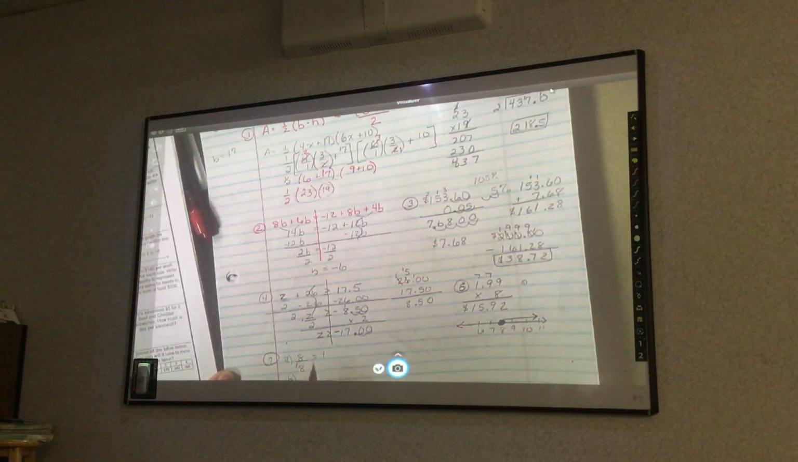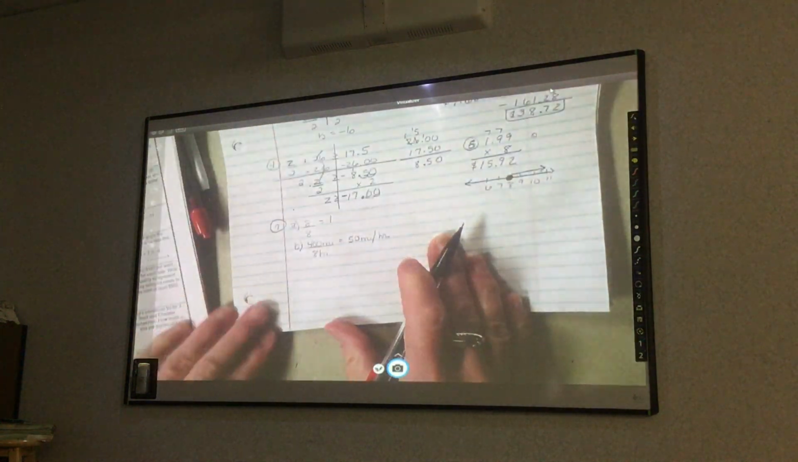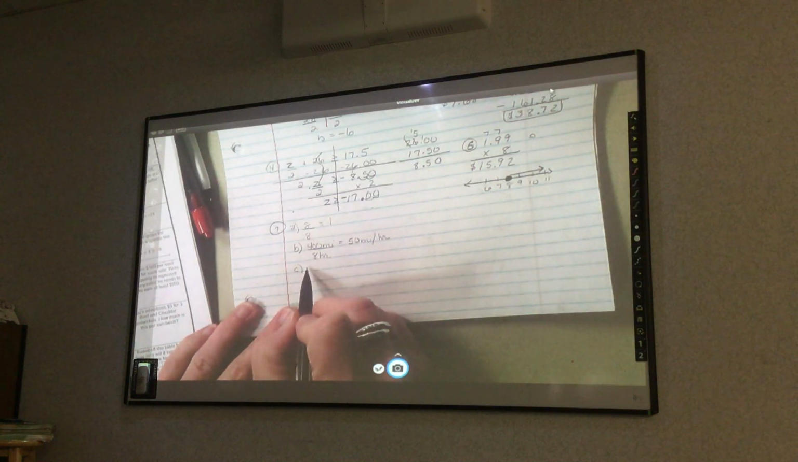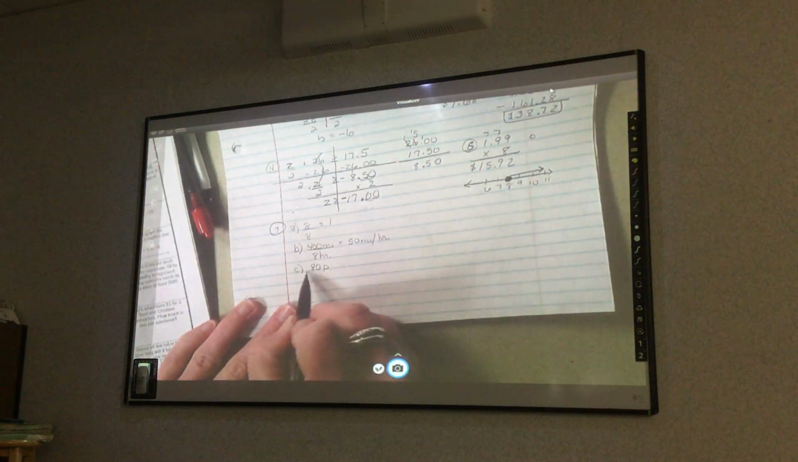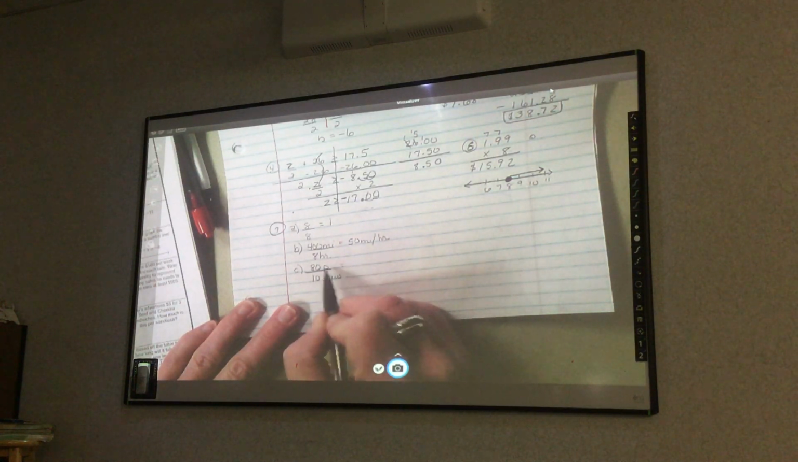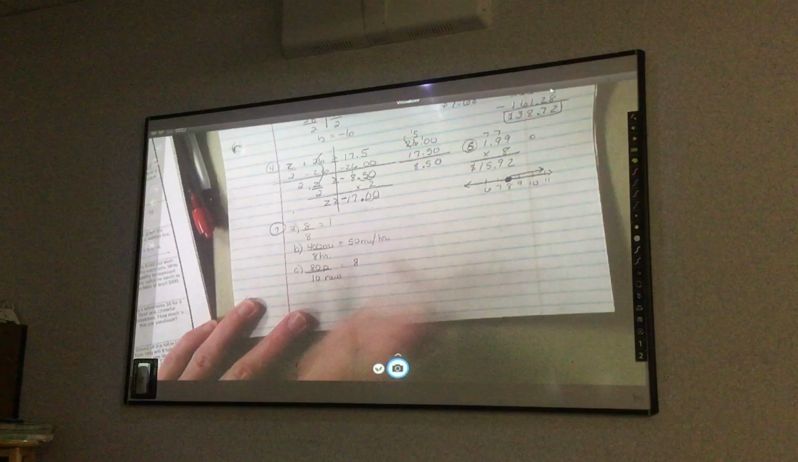B, drove 400 miles in 8 hours. So it's 400 miles in 8 hours. I divide 400 divided by 8 and I get 50 miles per hour. Well, that doesn't equal 8. Oh, thank you. C, 80 people in 10 rows at the movies. 80 people per 10 rows, which would be 80 divided by 10, which is 8.